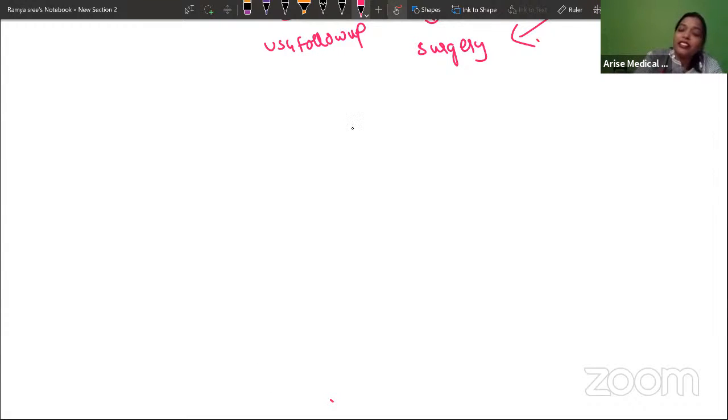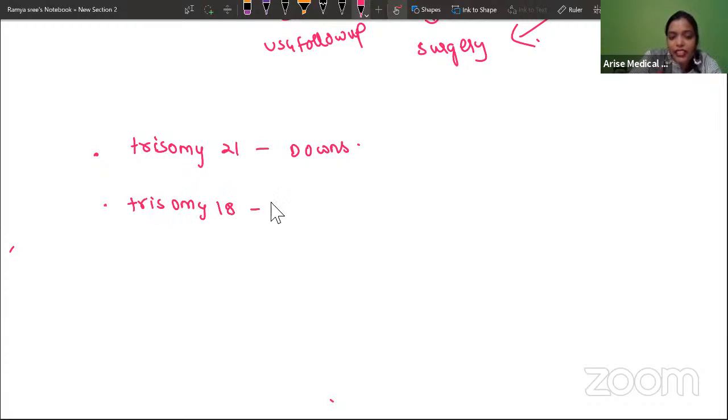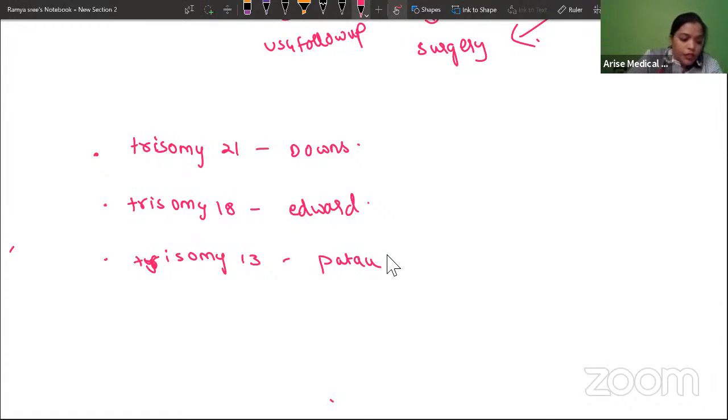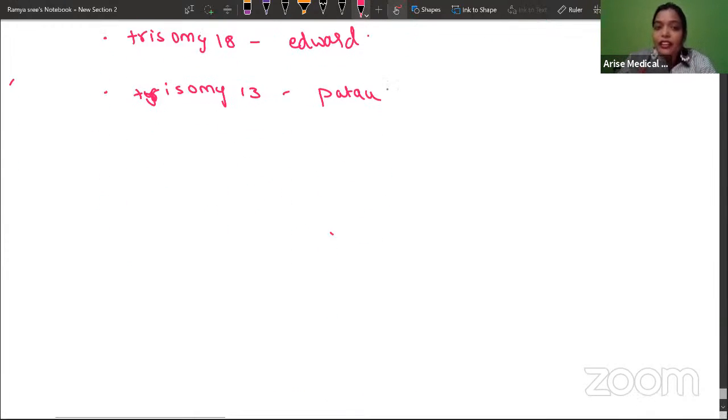So we basically know mainly three trisomies, that is trisomy 21, which is Down's, trisomy 18, which is Edward, and trisomy 13, which is Patau. Right, so you mainly have three things here: trisomy 21, trisomy 18, trisomy 13. How do you screen for this? So you have screening methods and confirmatory methods.